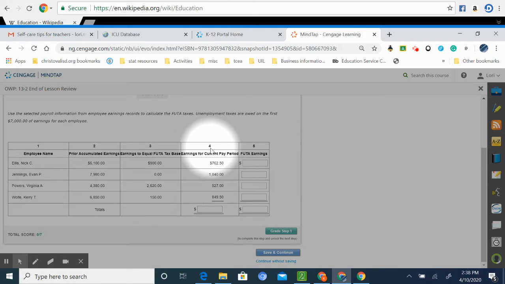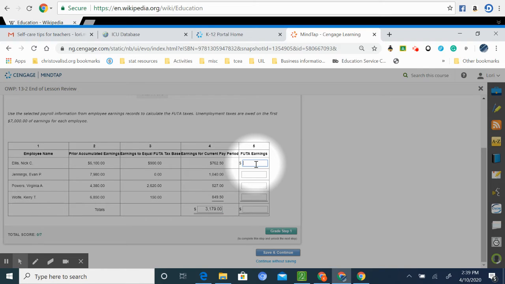Column 4 is how much the earnings are in this pay period. So on the check they receive on May 15th, how much would they have on their paycheck? I am going to total up this column and put the number at the bottom: $3,179.79.